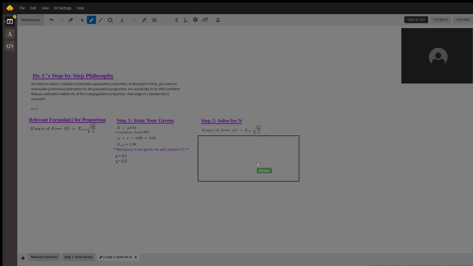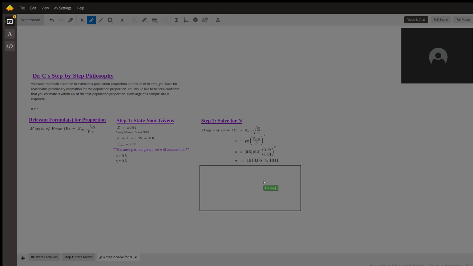So I went ahead and restated the margin of error formula here. So at this point, we essentially need to get N by itself. When we move N by itself, we come up with this formula of N equals the probability of success times probability of failure times Z critical divided by margin of error, squared. So based on our givens, we have every element that is required, and we just fill everything in. So 0.5 times 0.5 times 2.58 divided by the margin of error of 0.04, squared.